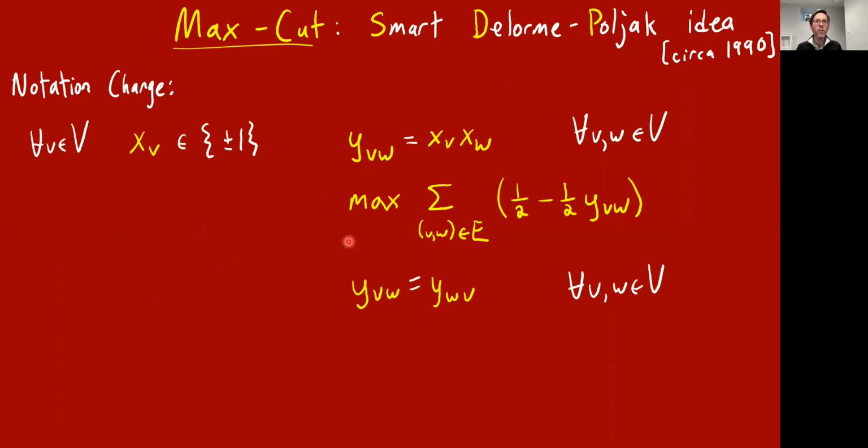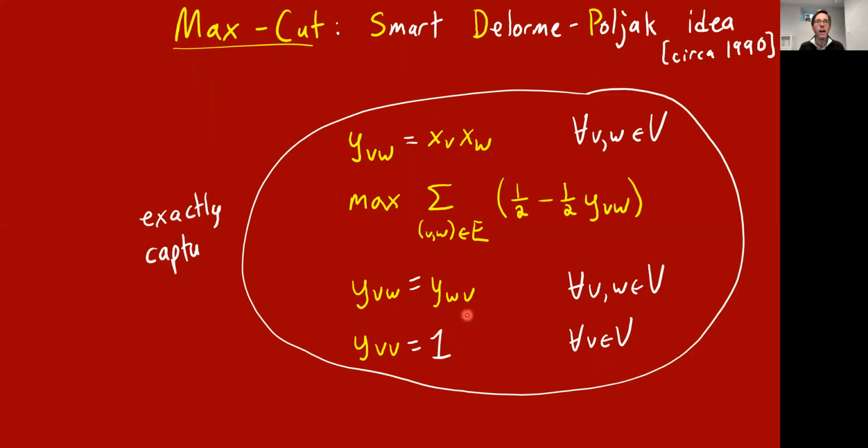So let me throw in a few more equations that are fine. Certainly, if you have this set up, then yvw should equal ywv. So I can throw that in. That's a linear equality, so that's fine for LPs. And again, if yvw is supposed to equal xv xw, and the xv's are supposed to be plus or minus 1, then yvv should always equal 1. And that's another linear equality, so there's no trouble in throwing that into an LP. And let me just pause again to say that now this program also captures max cut exactly.